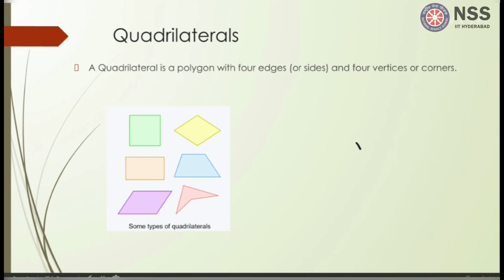A quadrilateral is a polygon with four edges and four vertices or corners. A, B, C, D are known as the vertices of the quadrilateral. AD, DC, CB, BA are known as the sides of the quadrilateral. Angle A, angle B, angle C, angle D are known as the angles of the quadrilateral. Angle A and angle C are known as the opposite angles. Similarly, angle D and angle B are known as the opposite angles. Angle B and angle C are known as the adjacent angles. Similarly, angle A and angle B are also known as the adjacent angles.